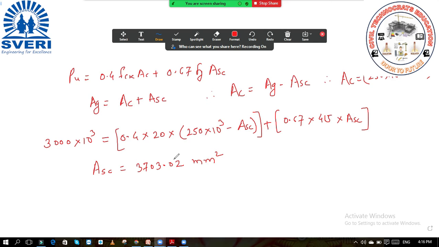Just now we have seen that the minimum reinforcement for column is 0.8% and maximum reinforcement for the column is 6% of gross area.